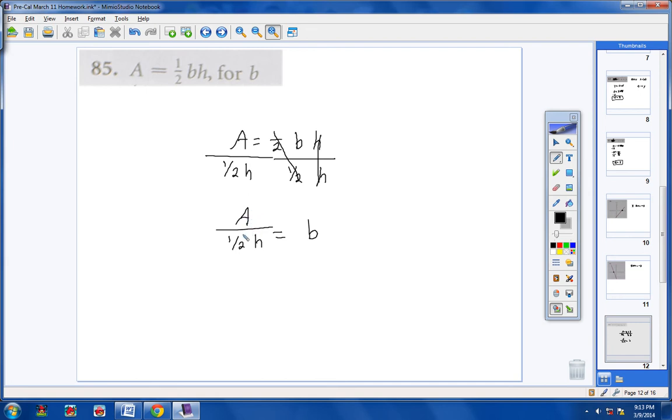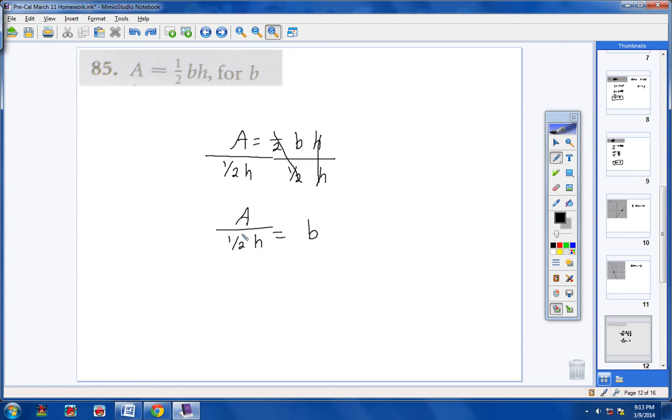Now, the only problem with this is you really never want a fraction within a fraction. Okay, so be really careful here with this, all right? One shortcut you can do, now listen to me, as long as you have one term over one term, you can flip the fraction, if that helps you. And if you flip 1 over 2, you get 2 over 1, which is 2. And you can put that up here. That's the same thing. 2a over h is the exact same thing as a over 1/2 h.